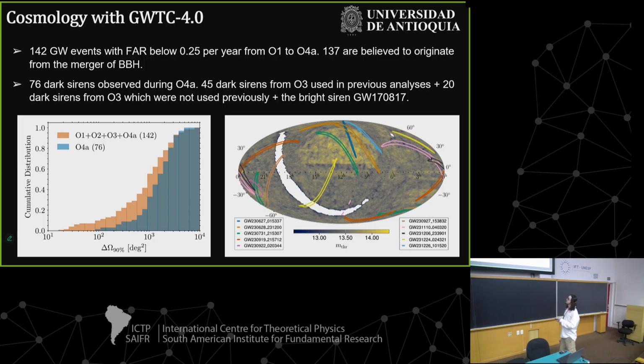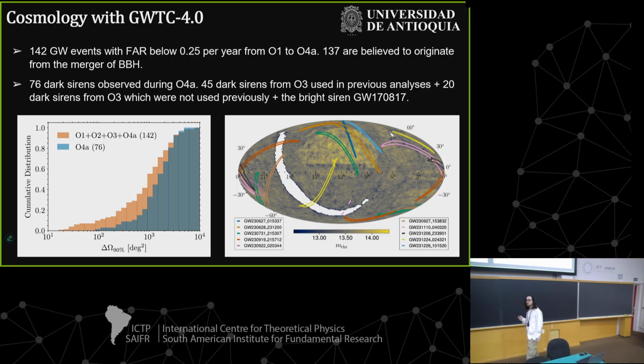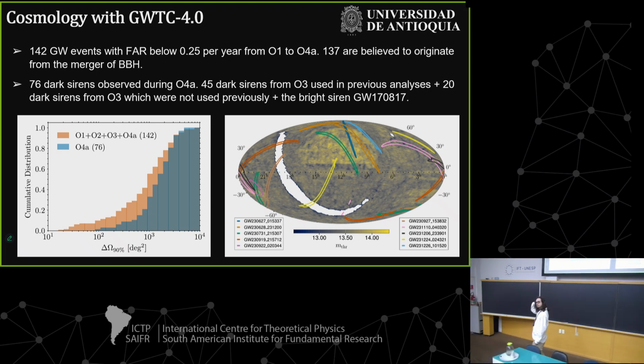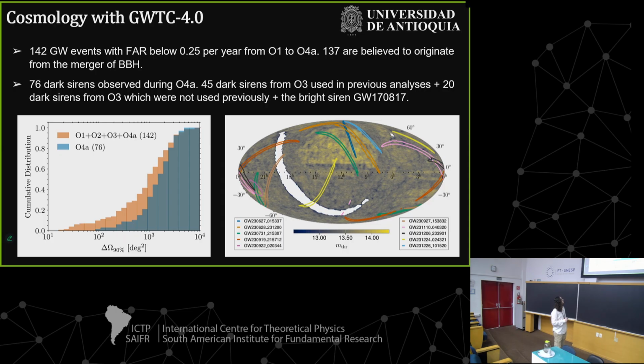So what were the events that were considered in this paper? In this paper, they used 142 gravitational wave events from this catalog. This catalog has many more events. But the idea here is that in order to do this analysis, you impose some conditions. For example, in this case, the condition was that these events have a false alarm rate below a certain threshold value, which is 0.25 per year. And this is a cut or a threshold that is imposed on all the events from O1 to O4A.